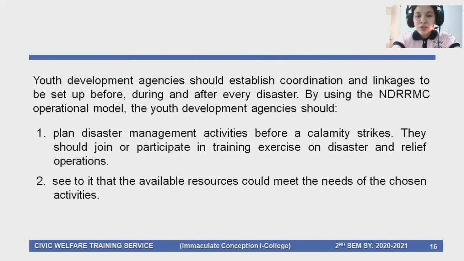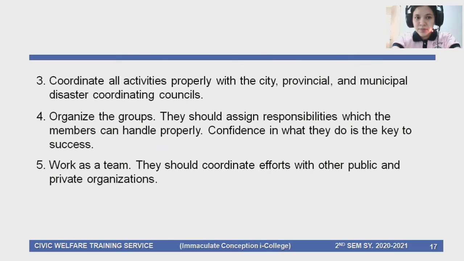Youth Development Agency should establish coordination and linkages to be set up before, during, and after every disaster. By using the NDRRMC operational model, the Youth Development Agency should plan disaster management activities before a calamity strike. They should join or participate in training exercise on disaster and relief operation. See to it that available resources could meet the needs of the chosen activities. Coordinate all activities properly with the city, provincial, and municipal disaster coordinating council. Organize the group. They should assign responsibilities which the members can handle properly. Confidence in what they do is the key to success.